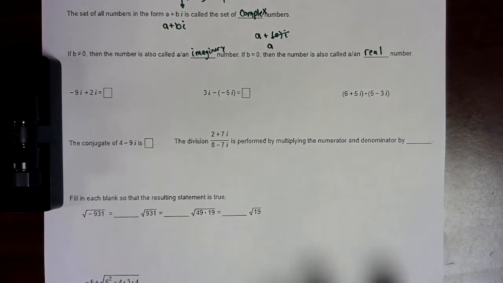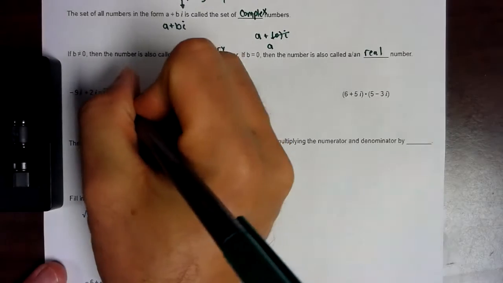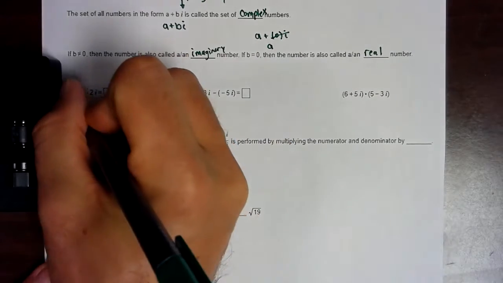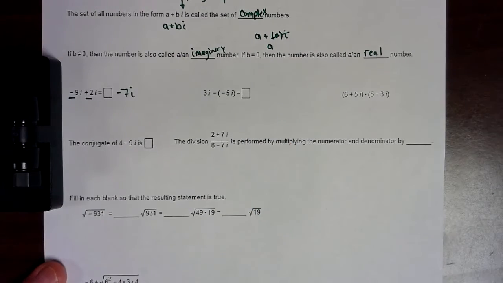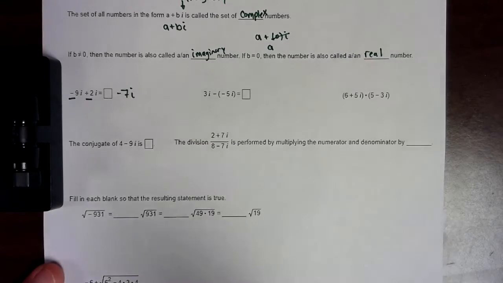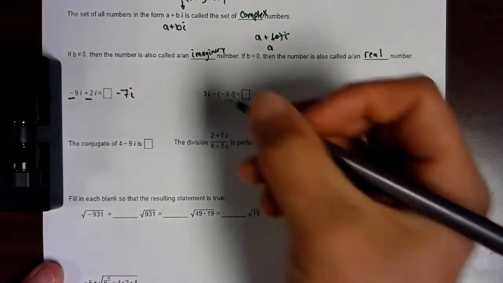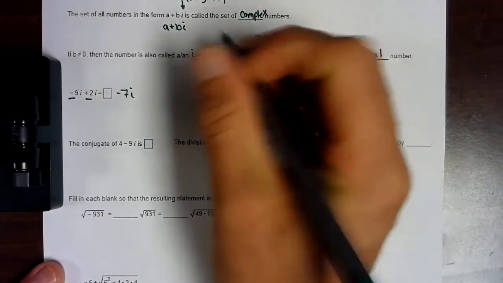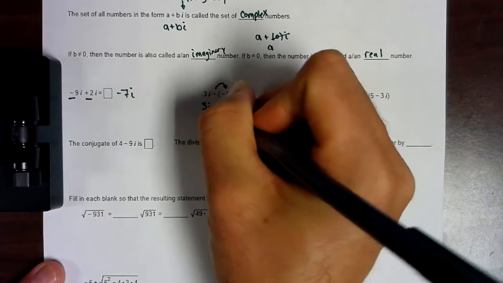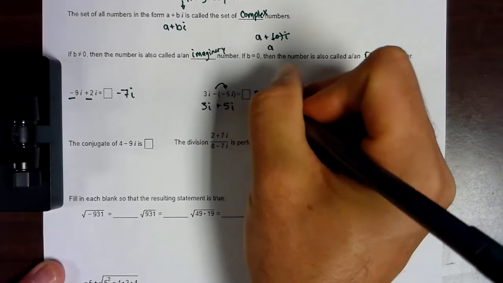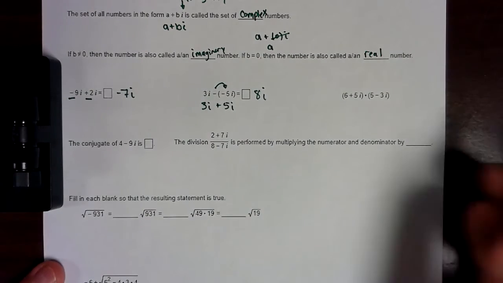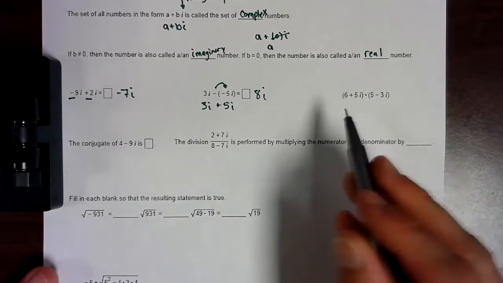All right, here are some operations that we can do with imaginary numbers. And we treat them just like we would if we were combining like terms. So if I have -9i plus 2i, that's just -7i. So we're literally just doing -9 plus 2 to get -7. Same thing with subtracting. If I'm subtracting, I'm going to distribute this negative. So this is 3i plus 5i, which is 8i.